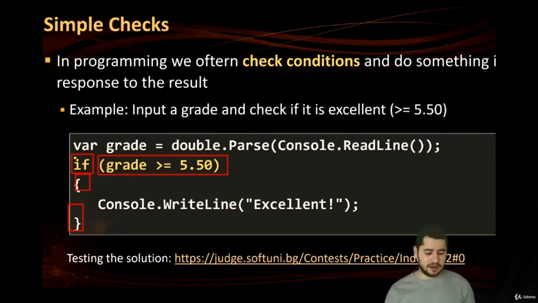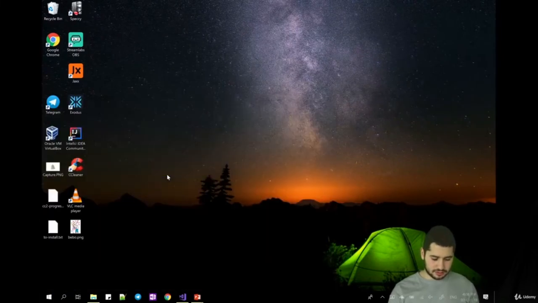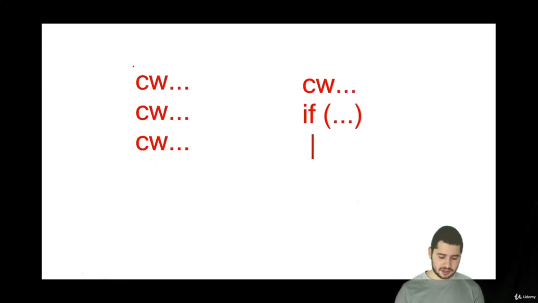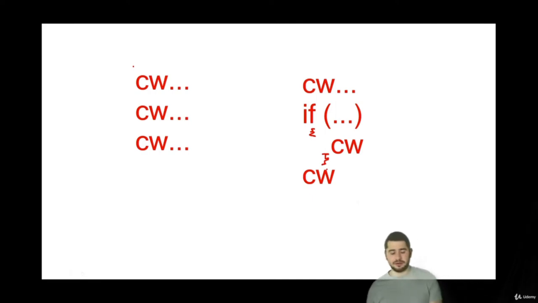So if you have, for example, some commands, console write when something, console write when something, console write when something. These commands are sequential. They happen one after the other, and there's no condition, they always unconditionally execute. But if you have console write, if something, console write, and then you have console write line, here you have these curly brackets. I'm drawing them very badly.